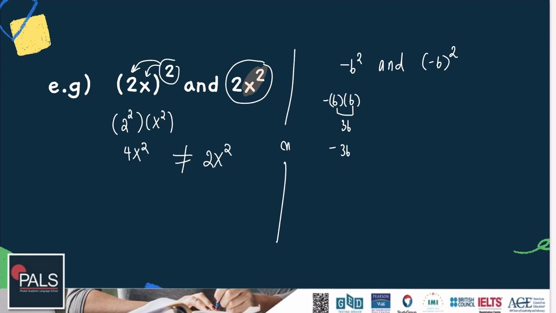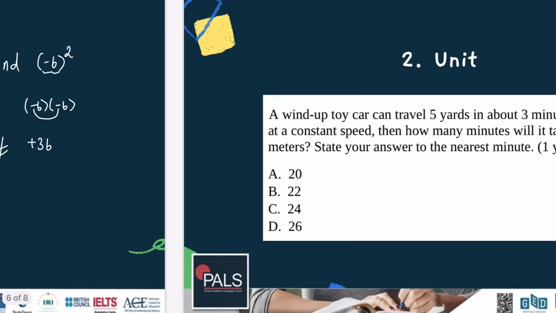For the other one, which includes the minus, it will be minus 6 times minus 6. Negative times negative is positive, so it will be positive 36. That's why they're not equal. According to this example, I want to tell you to be careful when you're expanding, and be careful to put the brackets when you calculate. It's very, very super important, because if you don't put the brackets, your answer will change.